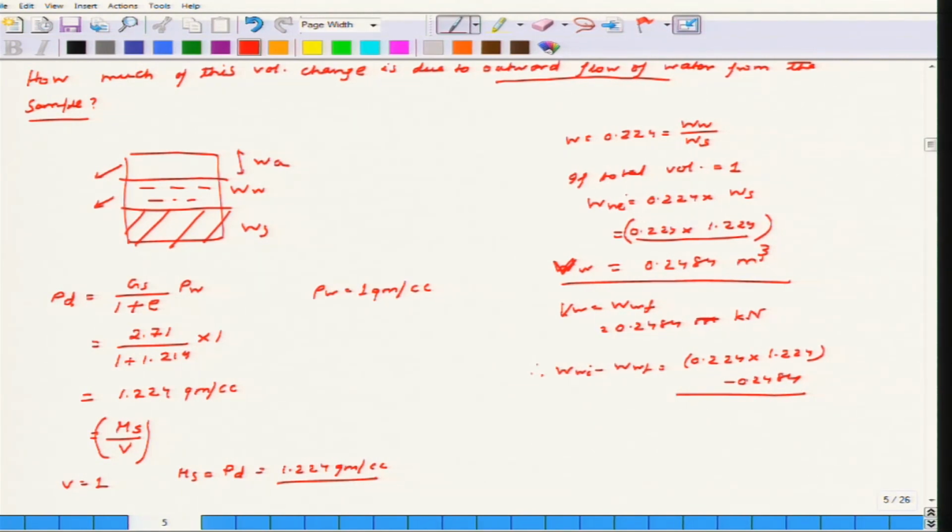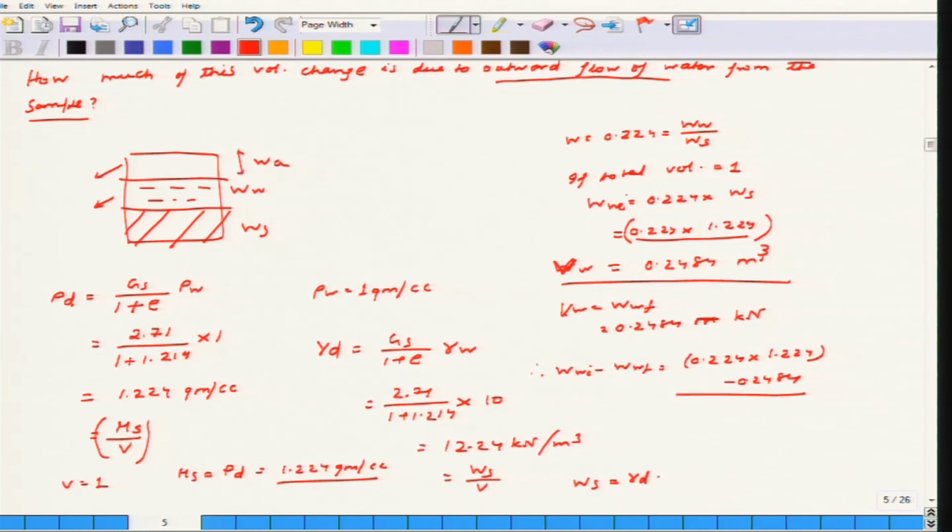Now one thing that is important here is that W is actually written as WW by WS, but here it is written in terms of MS, the mass of soil solids. It is not a problem, because you can write gamma D is equal to GS by 1 plus e into gamma W as well. In that case it comes out to be 2.71 by 1 plus 1.214 into 10, which is again equivalent to 12.24 kilonewton per meter cube. Then this is equivalent to WS by V, but you have taken V as 1. So WS is equivalent to gamma D, which is 12.24 kilonewton.